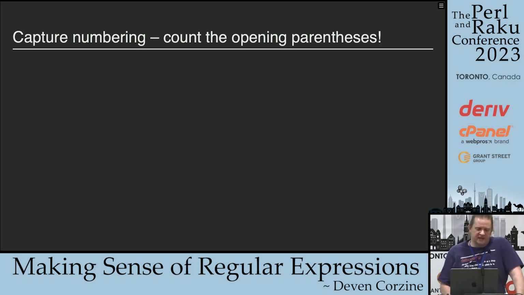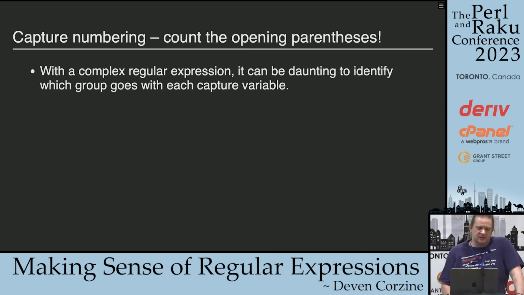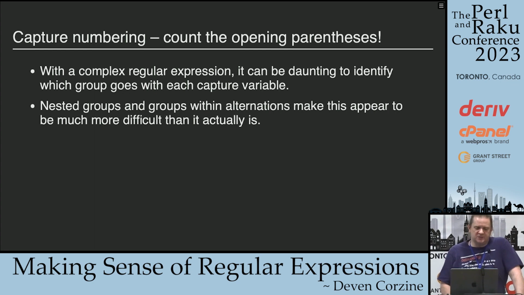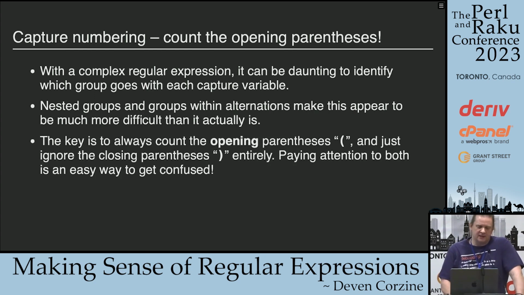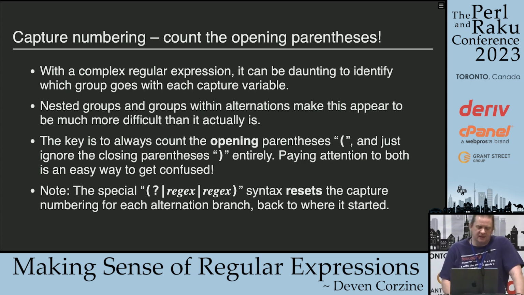So for capture numbering, what you want to do is count the opening parentheses. With a complex regular expression, it can be daunting to identify which group goes with each capture variable. Nested groups and groups within alternations make this appear to be much more difficult than it actually is. The key is to always count the opening parentheses and just ignore the closing parentheses entirely. Paying attention to both is an easy way to get confused.